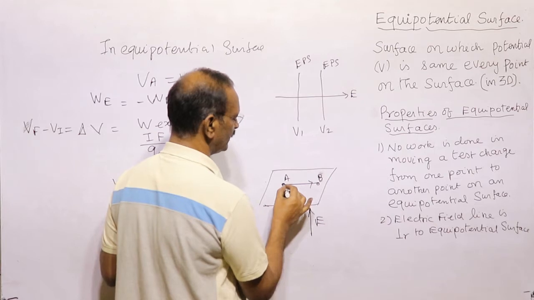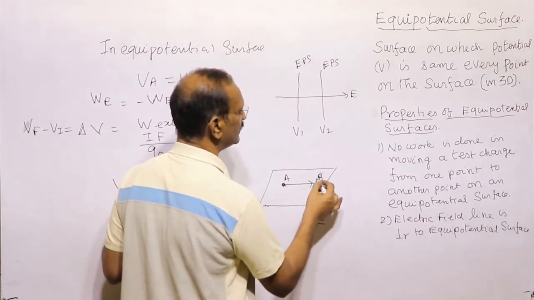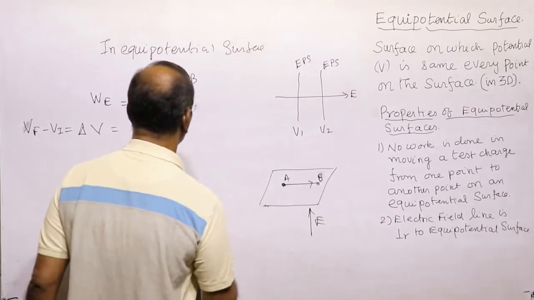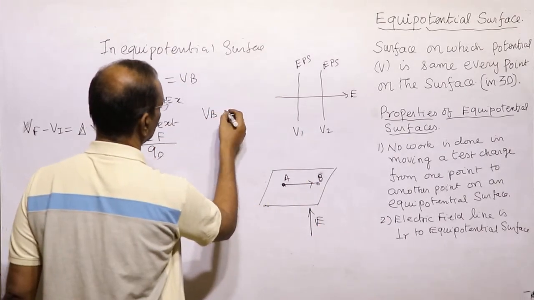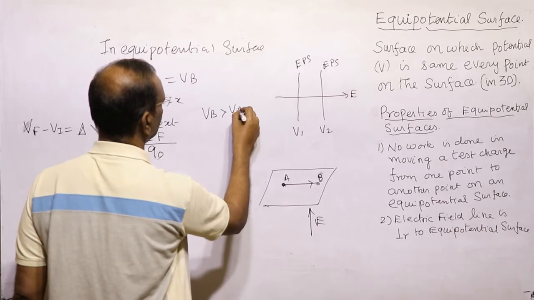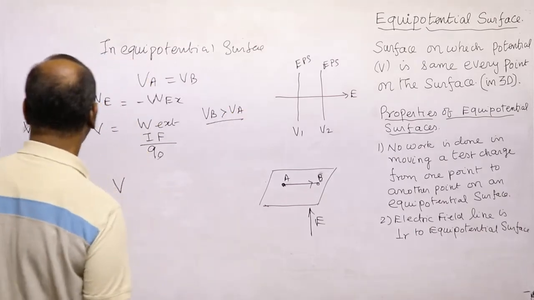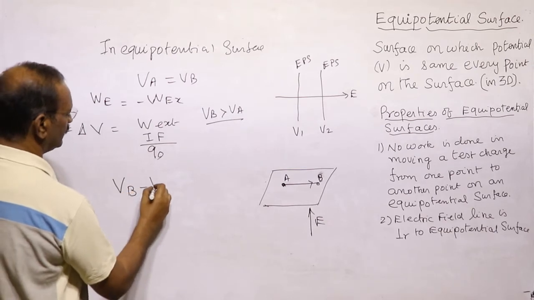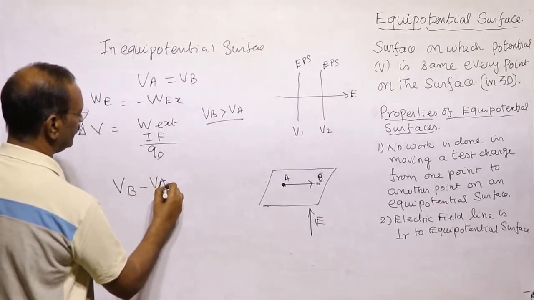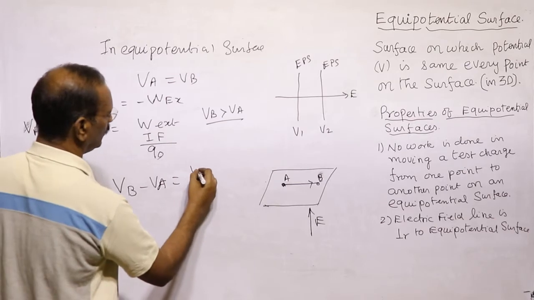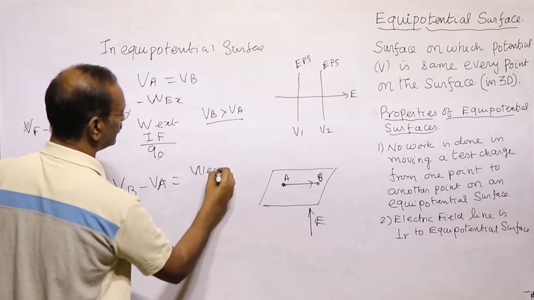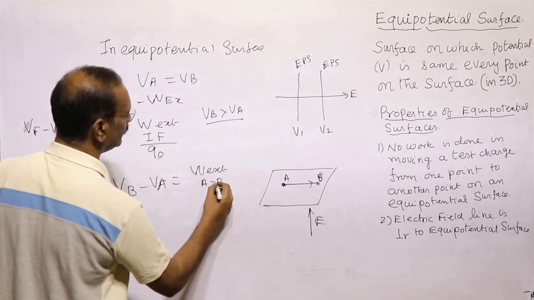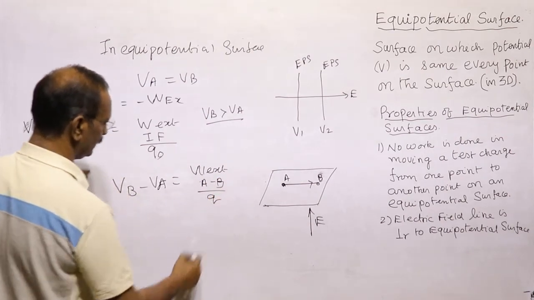It means here the potential is something. Here the potential is the potential energy at A plus the work done. It means potential at B is more than potential at A. So we can say potential at the final point B minus potential at the initial point A is equal to work done by the external agency in moving it from initial point A to B, divided by Q.